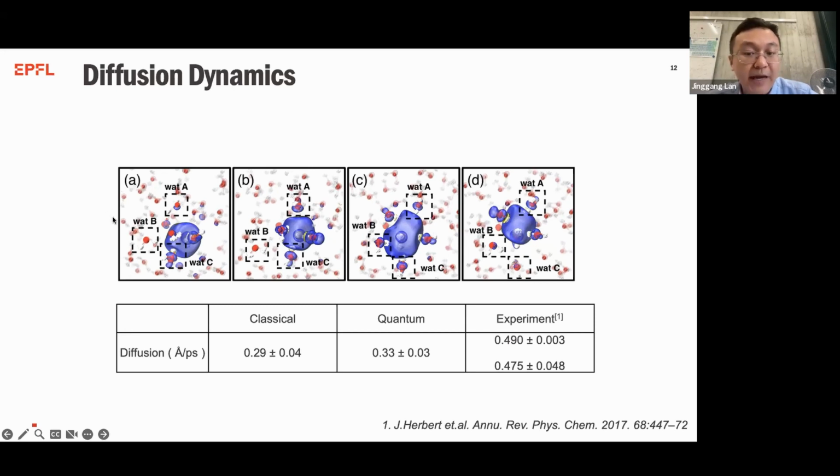The diffusion coefficients of the solvated electron are determined to be 0.28 for the classical nuclear simulation and 0.33 for the quantum dynamics. The inclusion of nuclear quantum effects improves the description of the diffusion constant by about 10%. Still, there is a gap between our simulation and experiment. That might be due to MP2 overestimating the water-water interaction, which makes our liquid water ice-like.